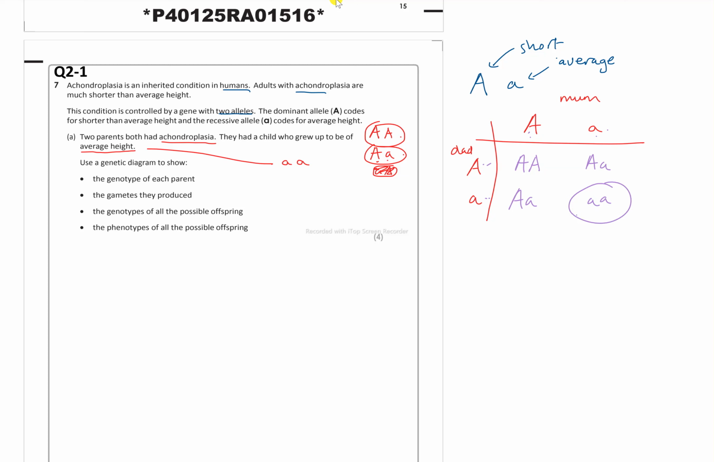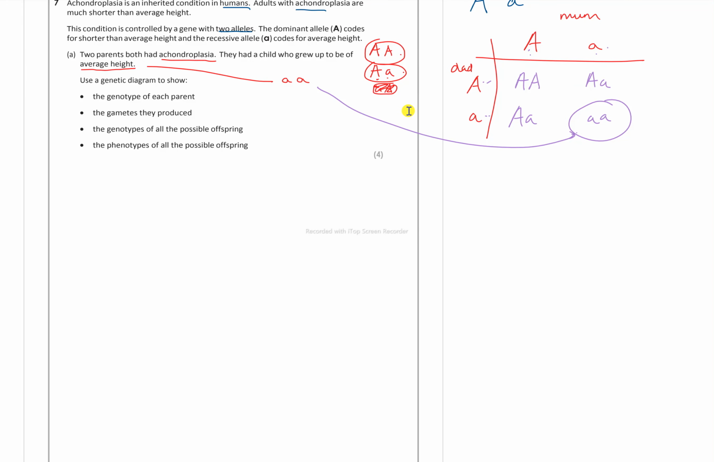So that tells me that it would have been this genotype from mum and dad. Right, how do you do that? There's four things we need to do. I do it the long way. Right: genotype of parent.